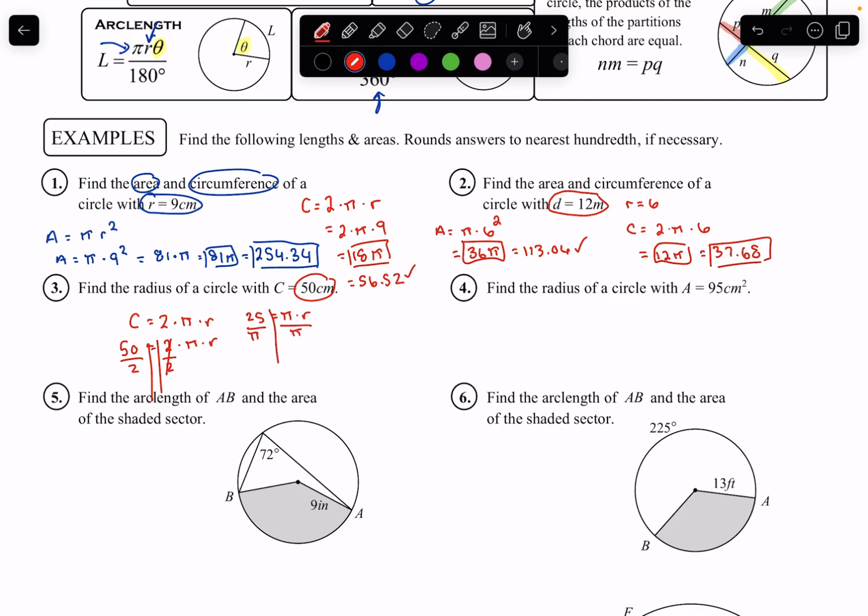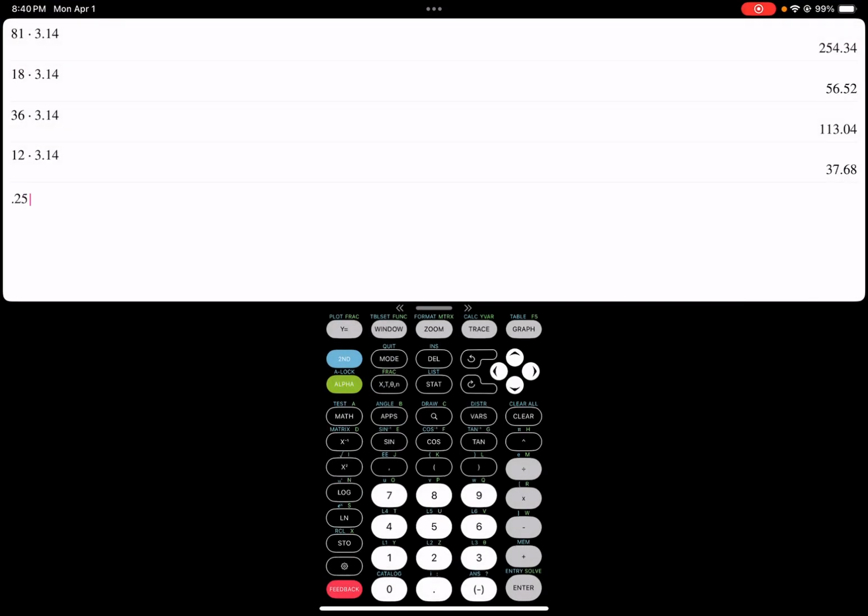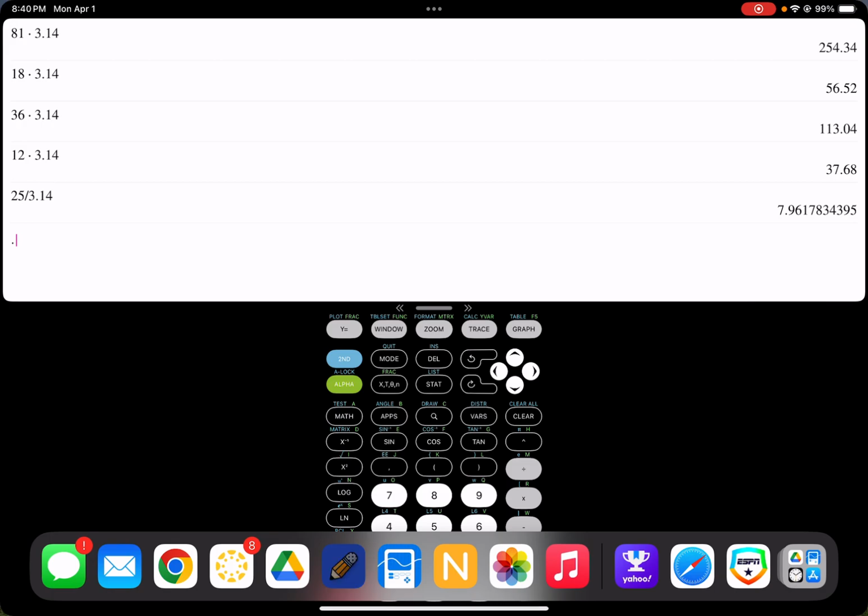So 25 divided by 3.14. I did decimal again. 25 divided by 3.14. Enter. 7.9617834. Let's just go 2 decimals the whole time. So 7.96.